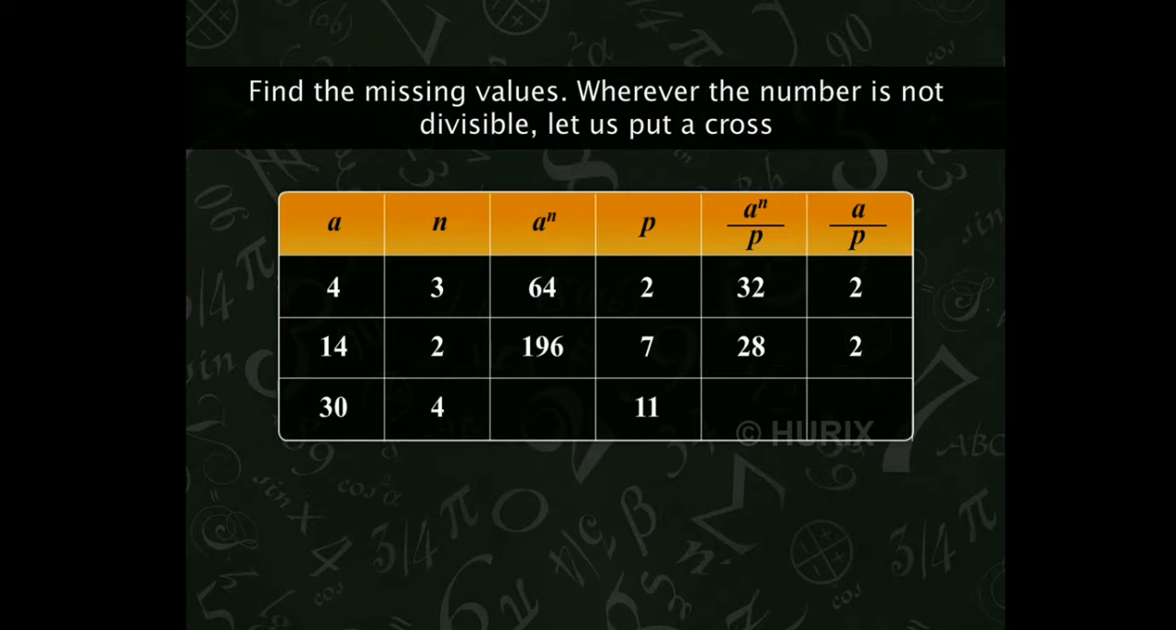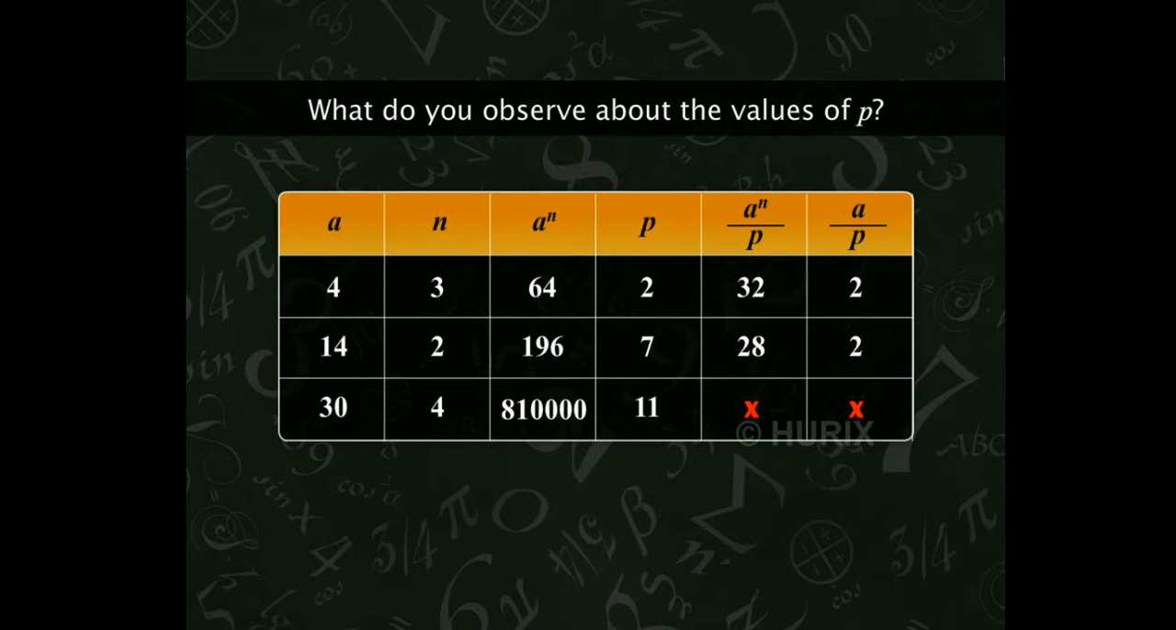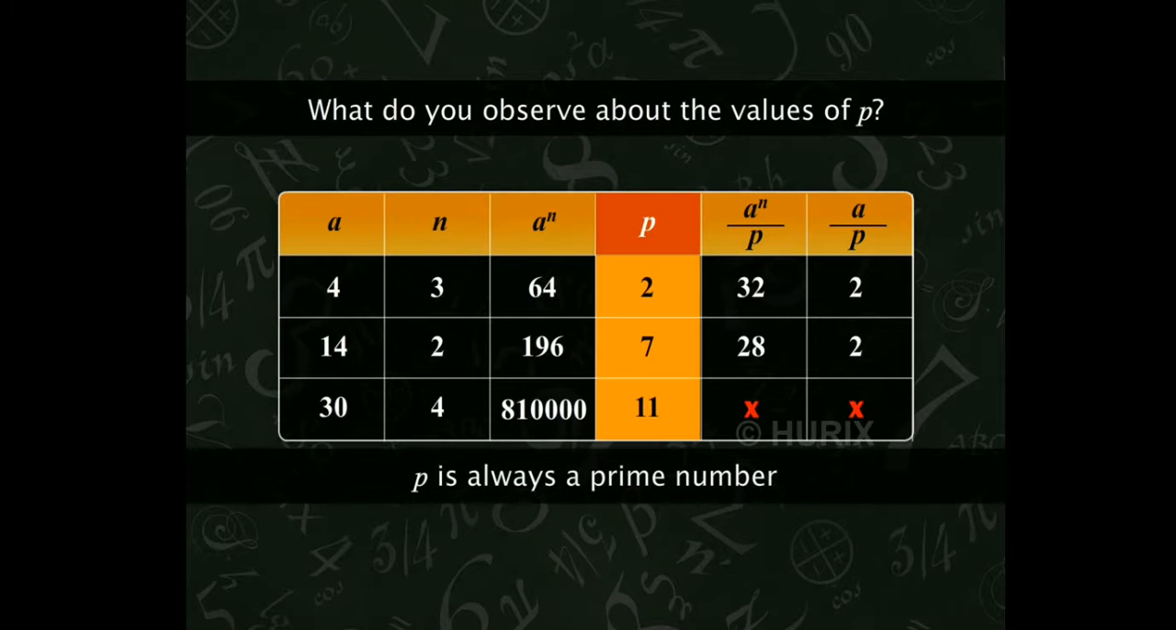30 raised to 4 is 8,10,000. 8,10,000 is not divisible by 11, so we put a cross. The number 30 is not divisible by 11 either, so again we put a cross. What do you observe about the values of p? We can see that p is always a prime number in each of the examples.